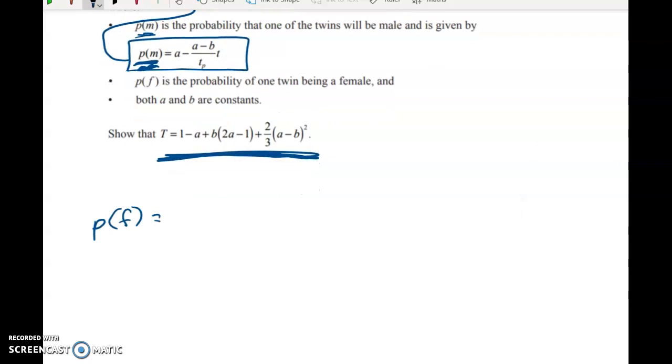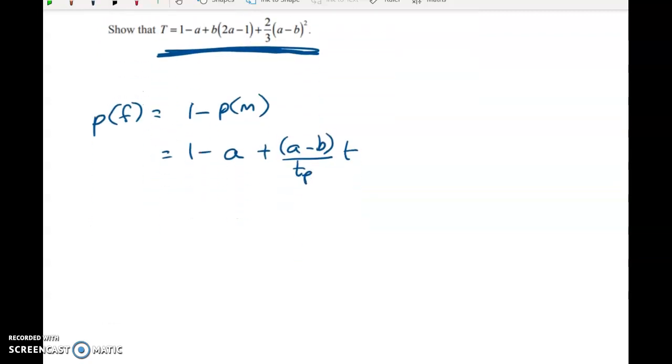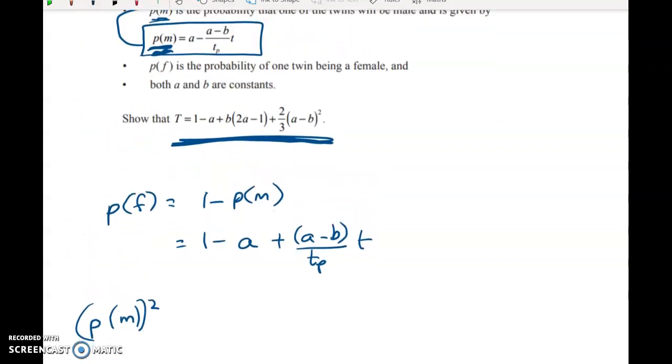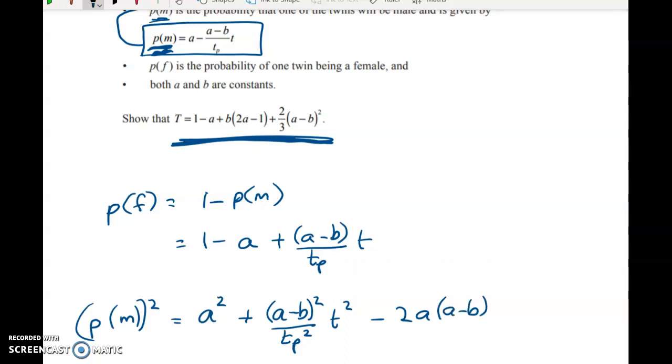Okay, so here's PF. PF is equal to 1 minus PM, which is 1 minus (A plus (A minus B) over TP times T). Next, we need to square each of those expressions. So PM squared will equal A squared plus (A minus B) squared over TP squared times T squared, minus 2A times (A minus B) over TP times T.